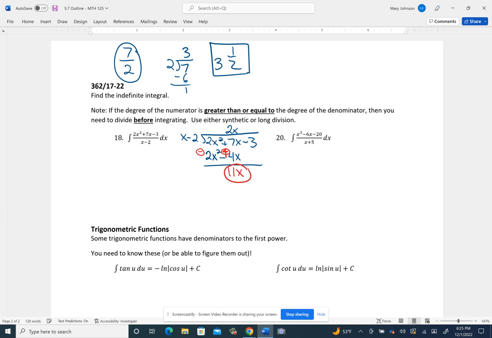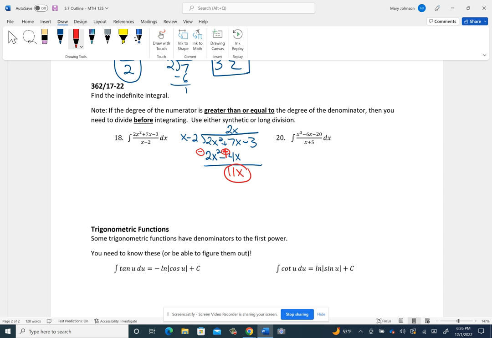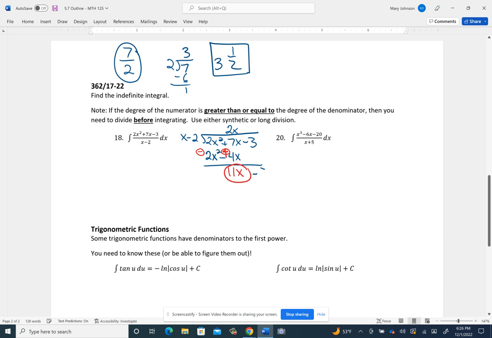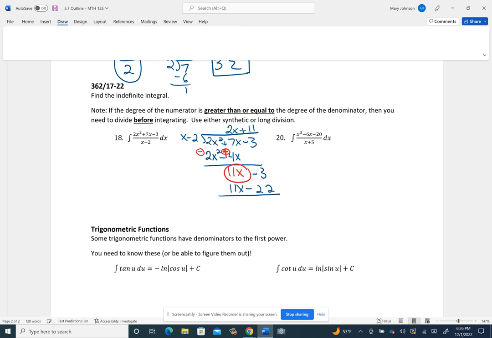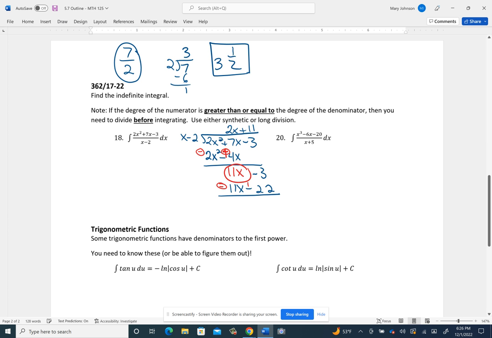This is where people mess up when they do division a lot of times. All right, then we're going to bring down the minus 3, and we're going to need to divide again. So x goes into 11x 11 times. When I multiply back, I get 11x minus 22. Getting ready to subtract, I'm going to change the signs and then add straight down. 11x minus 11x cancels. Negative 3 plus 22 is positive 19.